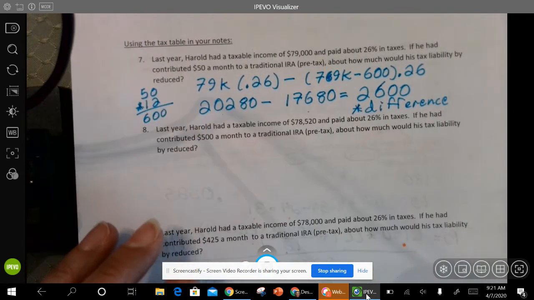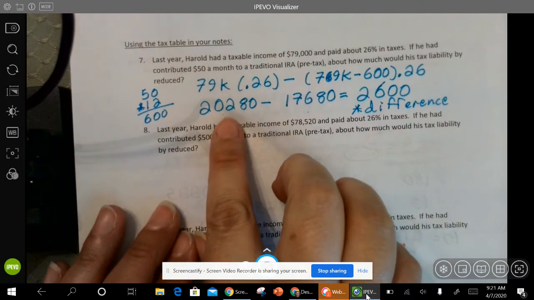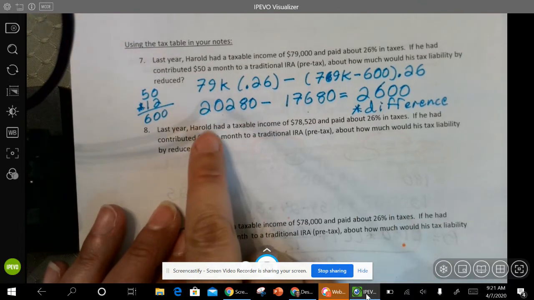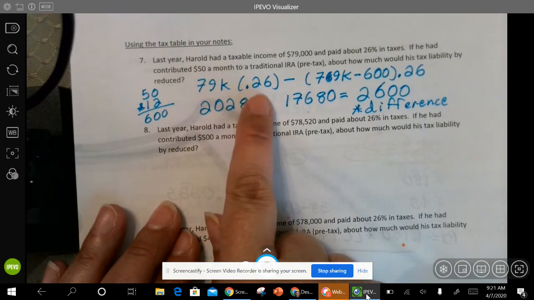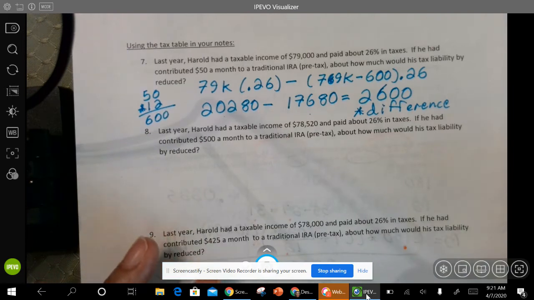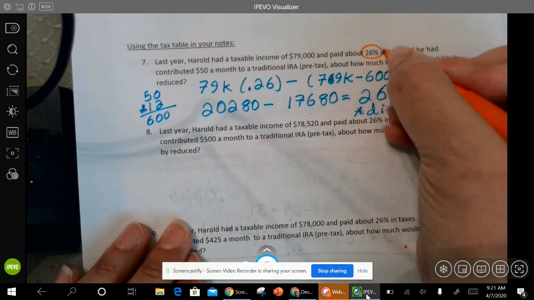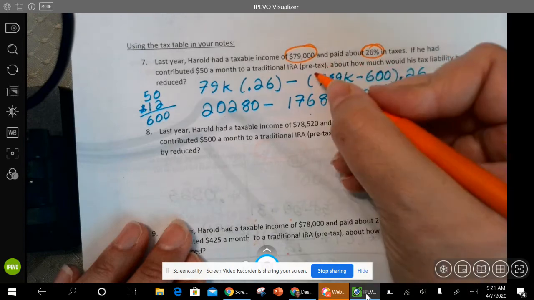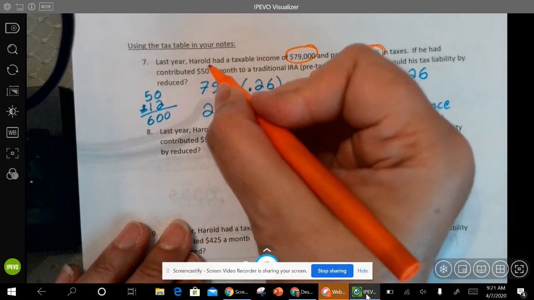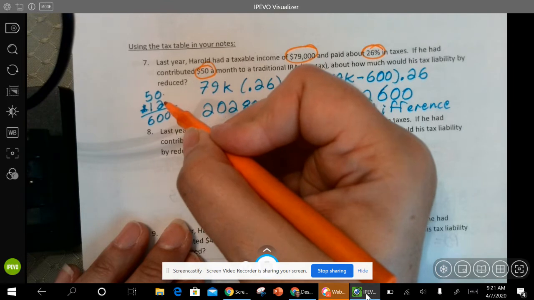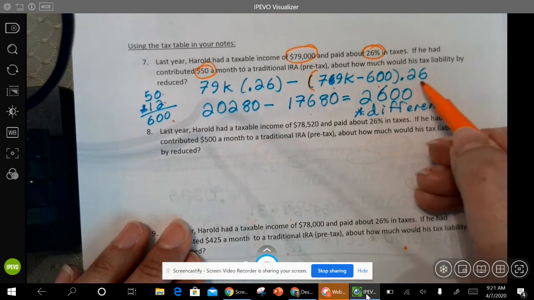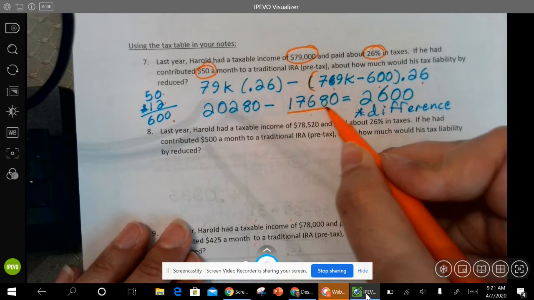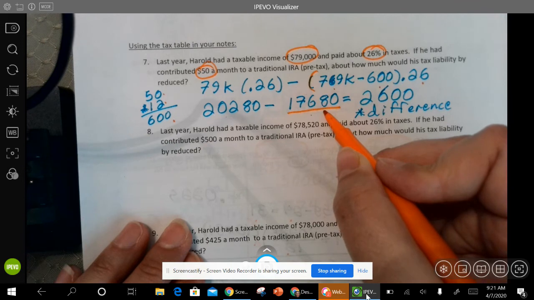Okay, so for this one, using tax, so use the tax table in your notes. It's actually on the worksheet for you. So it's going to be 79,000 times 26%, because he's paying 26% in taxes. If he contributes $50 a month for Harold, so 50 times 12 is 600. So 79,000 minus 600 times 26%. So it's going to be 17,680 in taxes.